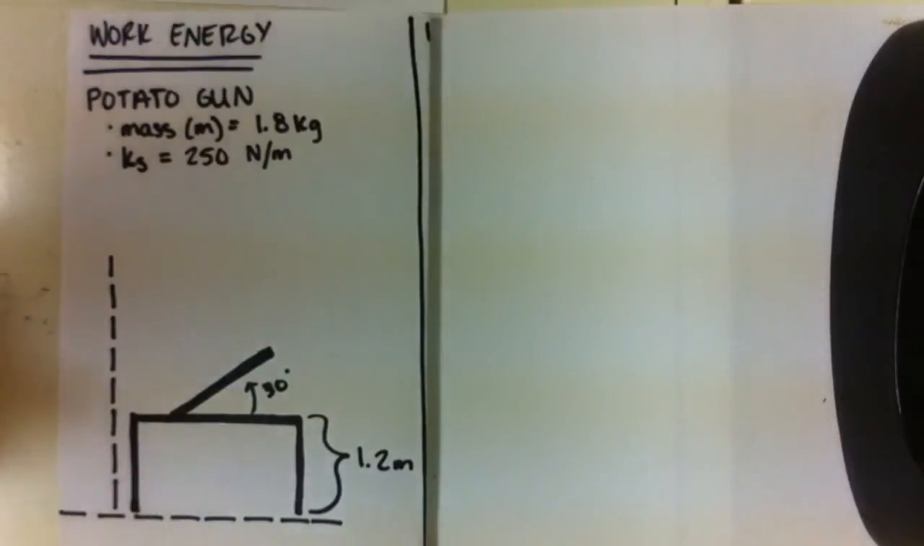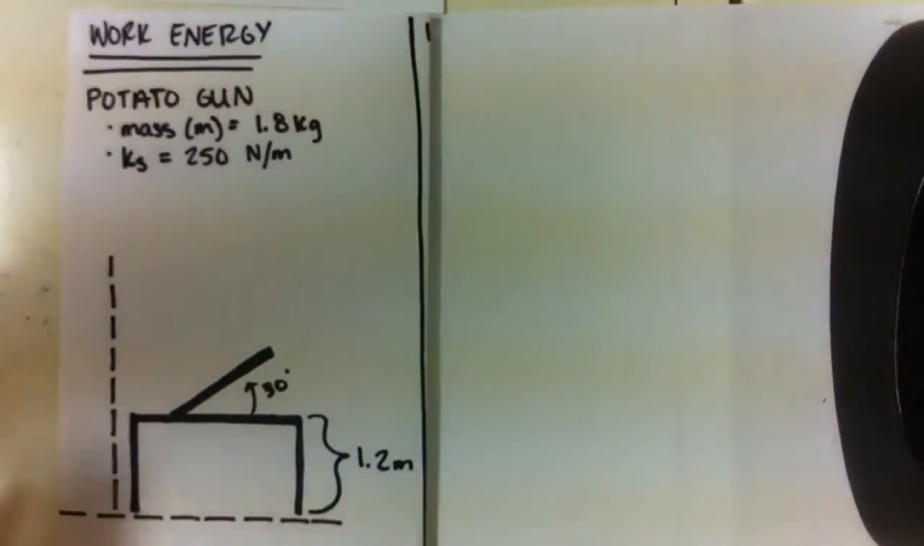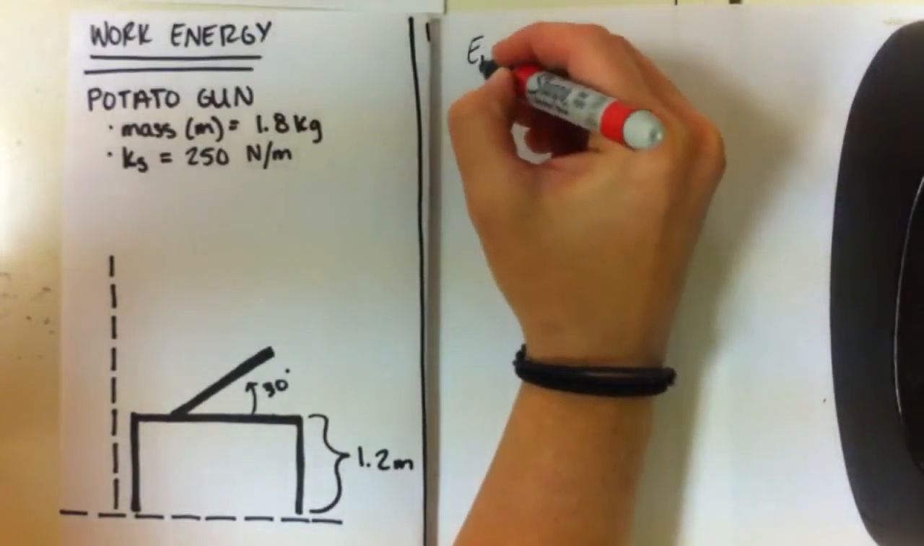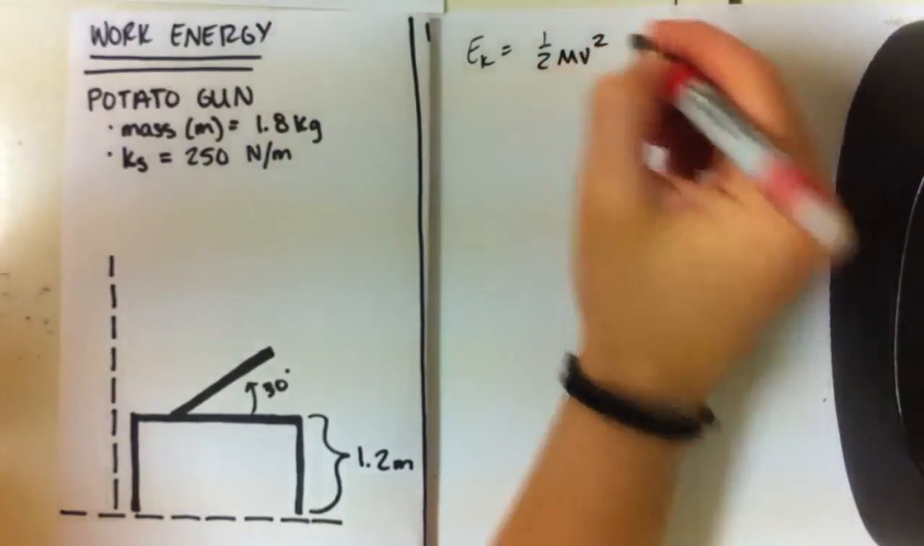We're going to position this potato gun on a table that is approximately 1.2 meters above ground level. And this potato gun is going to be at a specific angle of 30 degrees. Now, what we're looking for is how fast the potato is going to be moving when it leaves the barrel. And in doing so, we can work this as a potential energy problem, which will then give us a work energy problem. So, we have the energy for kinetic energy is 1/2 mv squared.